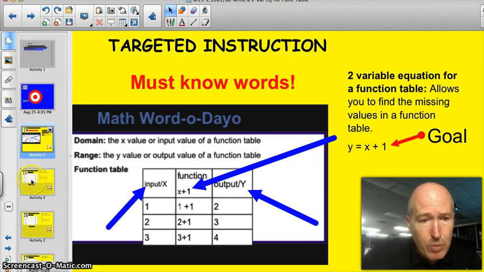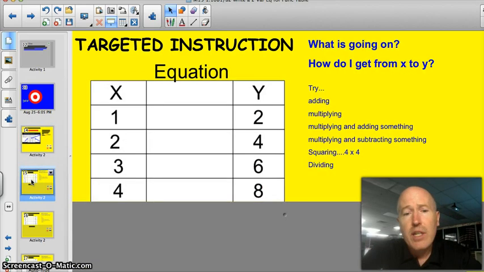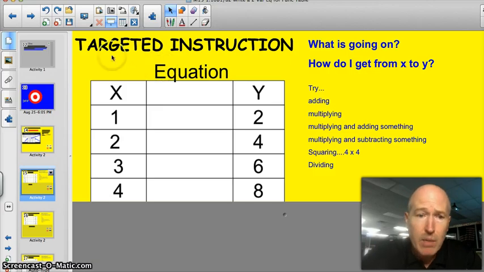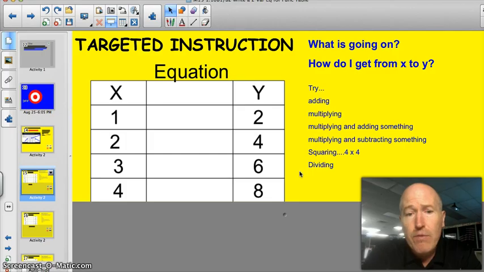Let's try some examples. All right, study this function table here. I've labeled it, and we want to put our equation up in here. We've got an x and we've got a y. We've got a domain and a range. We've got some inputs and some output numbers. Go ahead and pause the video and see if you can figure out what this is.